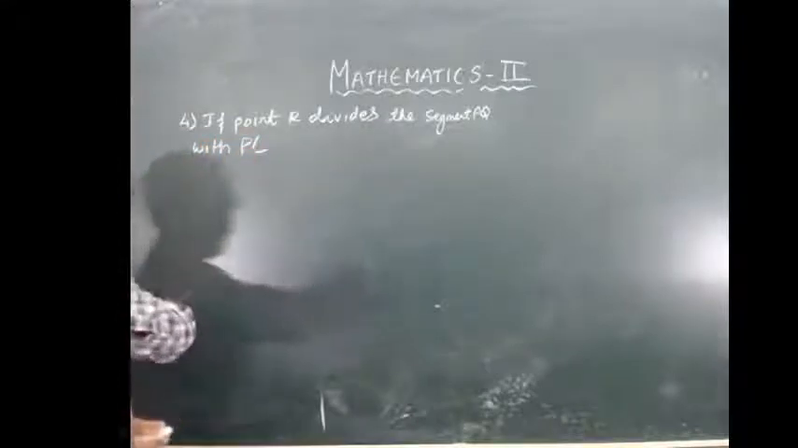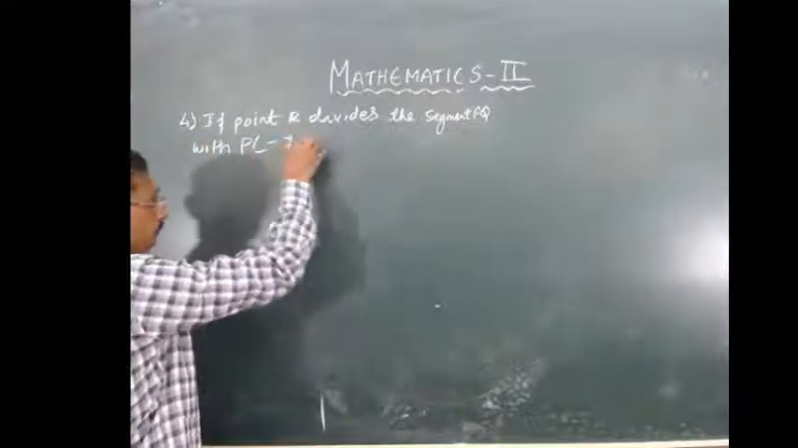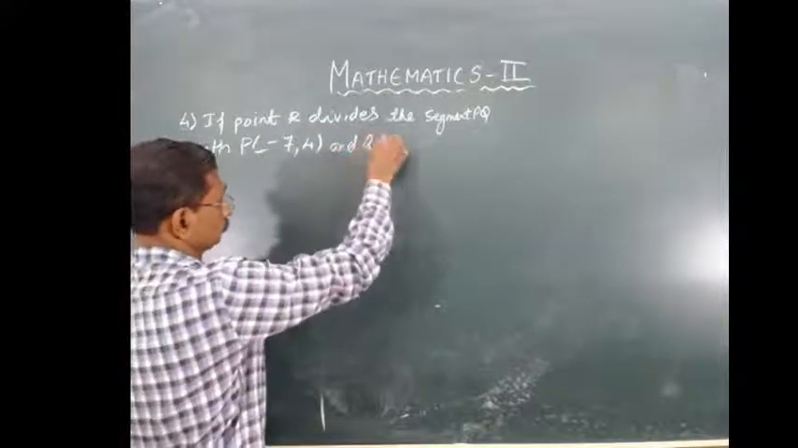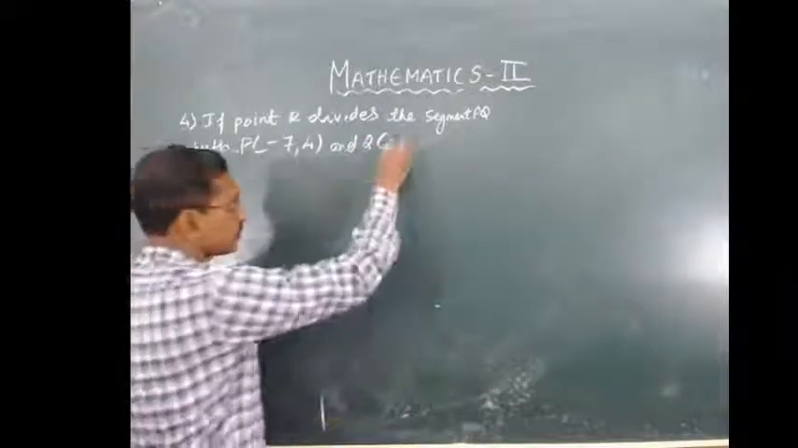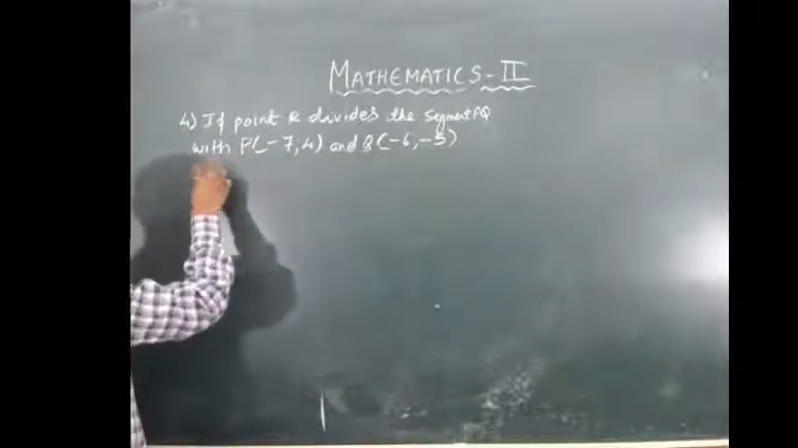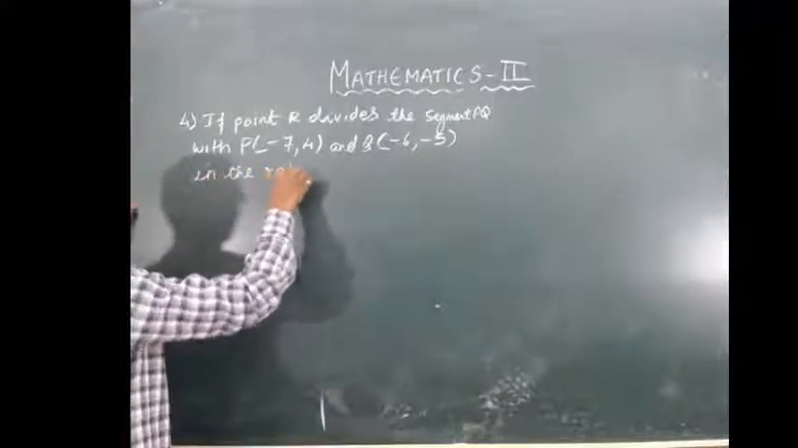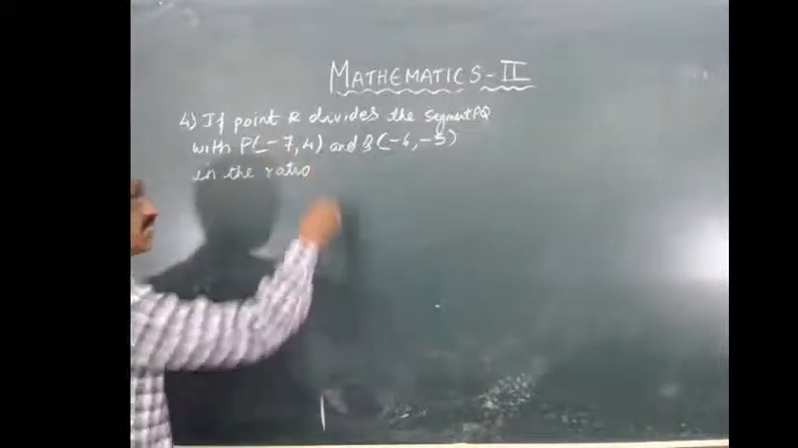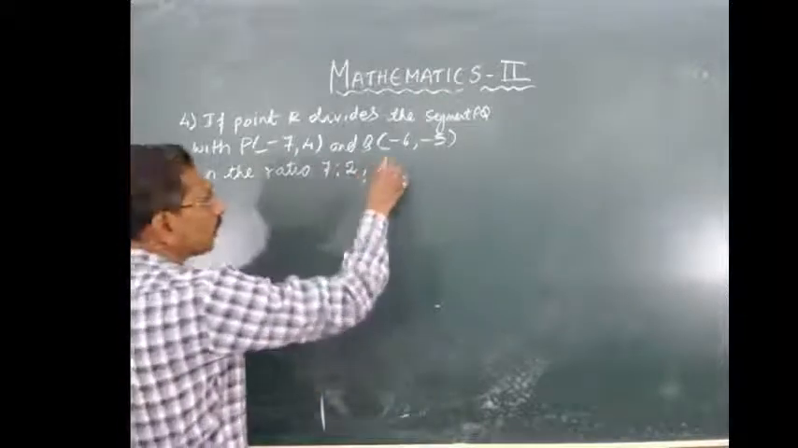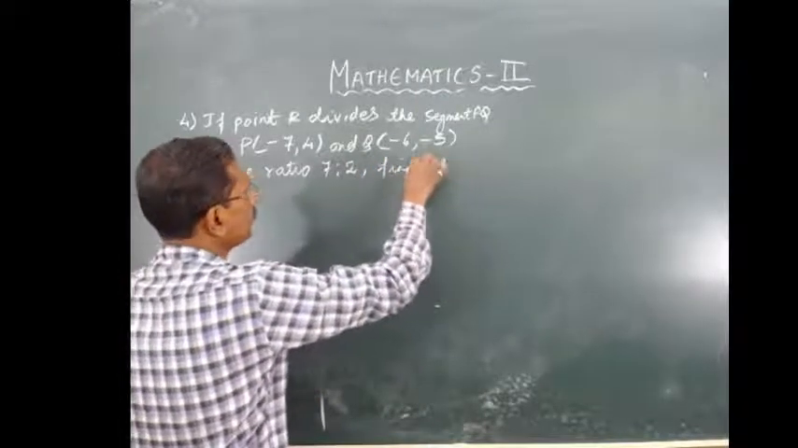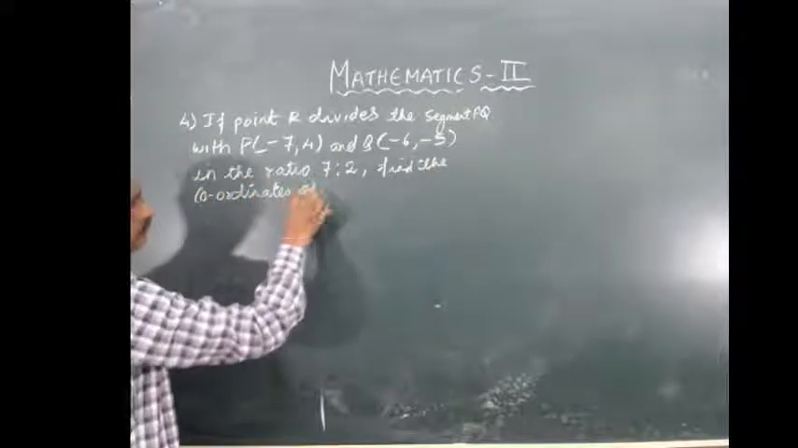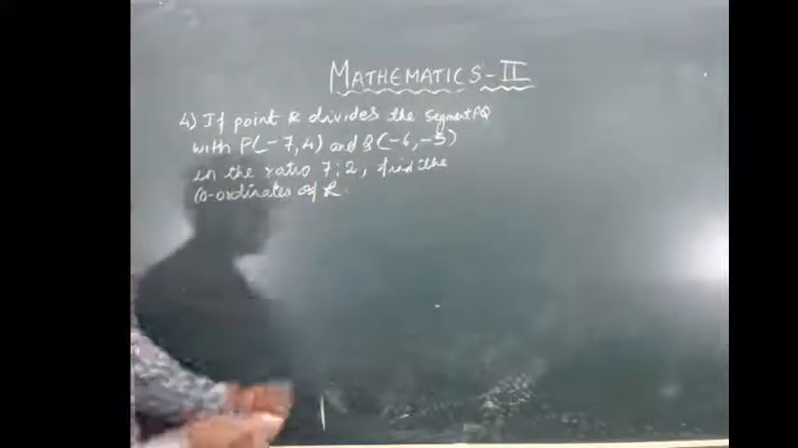with point P given as the coordinates minus 7 comma 4 and Q with coordinates minus 6 comma minus 5, in the ratio, what is the ratio? 7 is to 2. Find the coordinates of R. Okay, let's see our options.